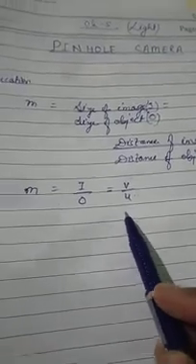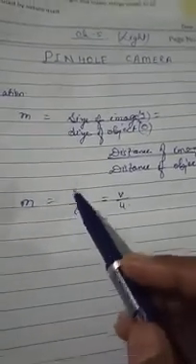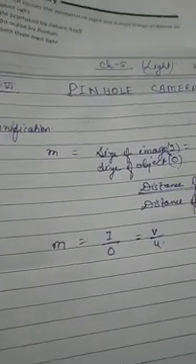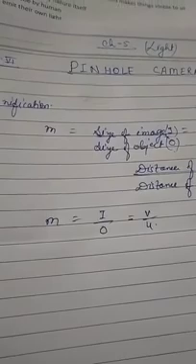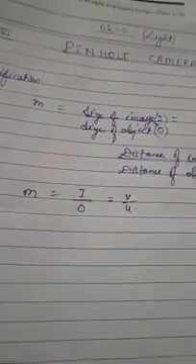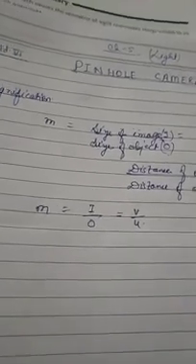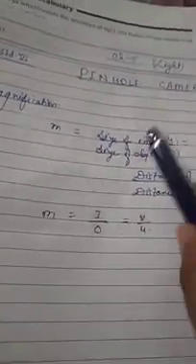Okay? And a pinhole camera can be used safely to view a solar eclipse also. I have taught you solar eclipse. You can see through the pinhole camera very safely. There will be no defect in your eyes by seeing. As you know, we cannot see the solar eclipse with our naked eyes. So you must use something, glass or any spectacles. So you can use the pinhole camera also.